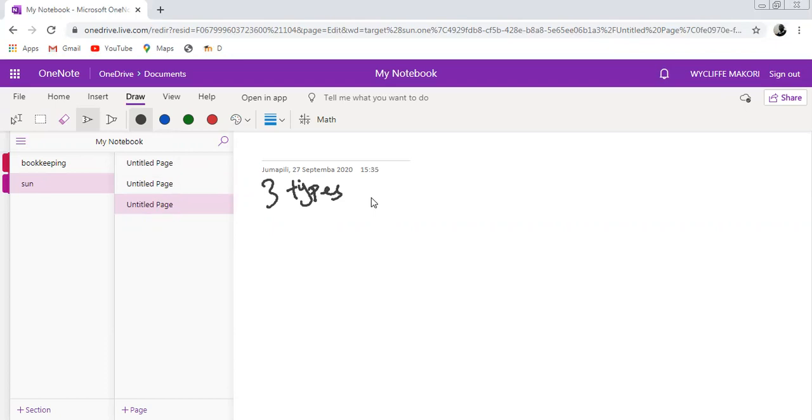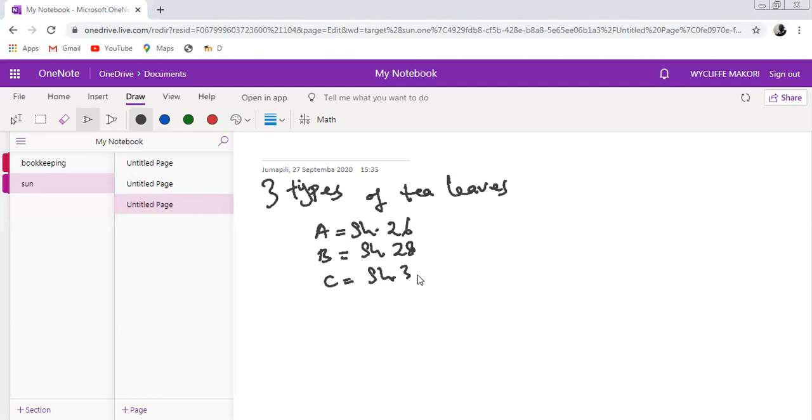We have got three types of tea leaves. Brand A sells at 26 shillings, brand B sells at 28 shillings, and brand C sells at 32 shillings. All this is per packet. A packet of A is selling at 26 shillings, a packet of B is selling at 28 shillings, and a packet of C is selling at that price.